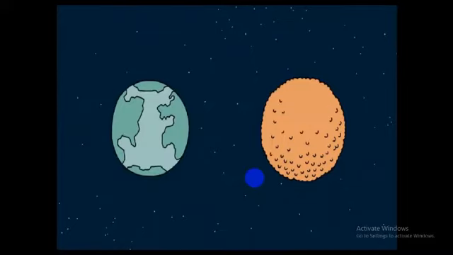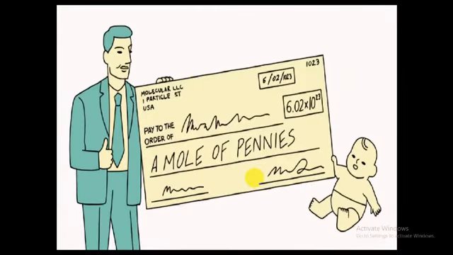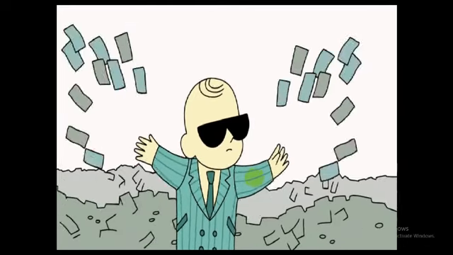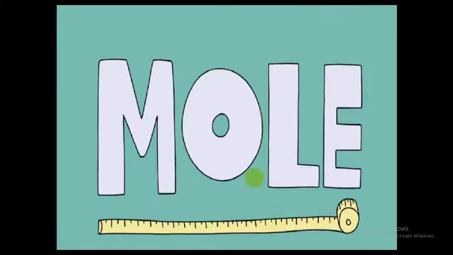If you had a mole of basketballs, you could create a new planet the size of the Earth. If you received a mole of pennies on the day you were born and spent $1 million a second until the day you died at the age of 100, you would still have more than 99.99% of your money in the bank. Okay, now we sort of have an idea how large the mole is.